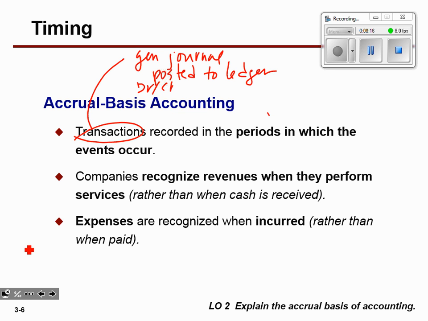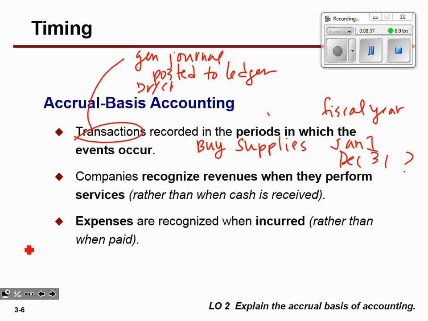The question is this: when we buy supplies, let's say on January 1, and we are running our fiscal year based on our calendar year, on December 31st, are we going to have all those supplies still? No, what have we probably done with those supplies? Used them. What if we haven't used all of them? Should we throw the extras away? No, we'd roll those into our next fiscal period.